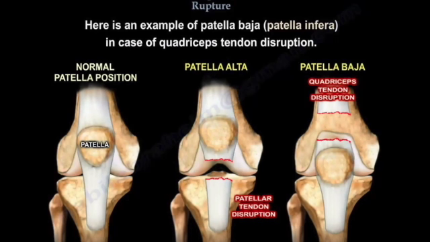So again, patellar tendon rupture, you have the patella alta, as the patellar tendon can no longer keep the patella down, and with any quad contraction it will move up. Or the quadriceps tendon rupture, which is the patella baja, so the patella is lower than normal.